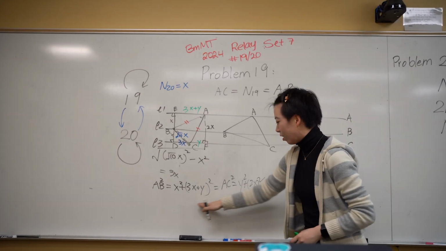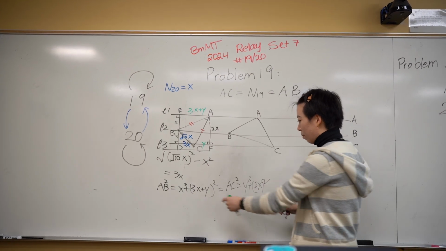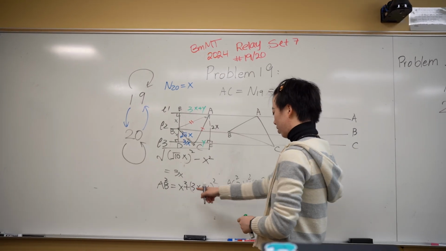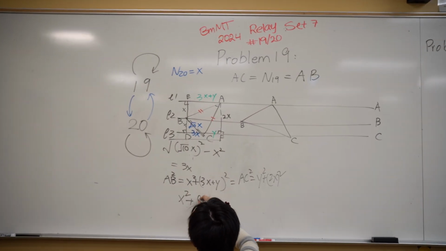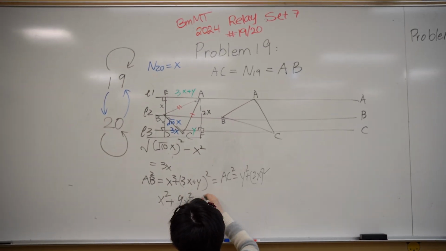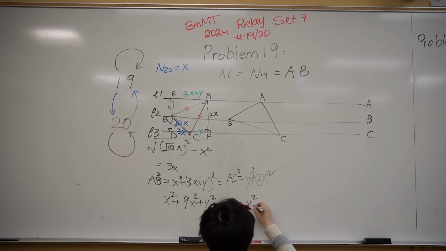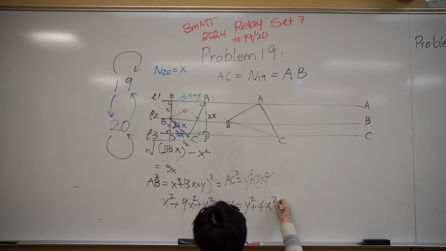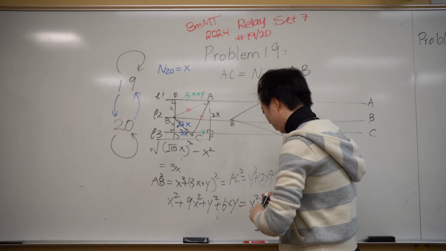So let's try to solve this. We'll try to see what relationship we can find between x and y. What we have here is x squared plus 9x squared plus y squared plus 6xy is equal to y squared plus 4x squared. And what we can do next is cancel out y squared on both sides.